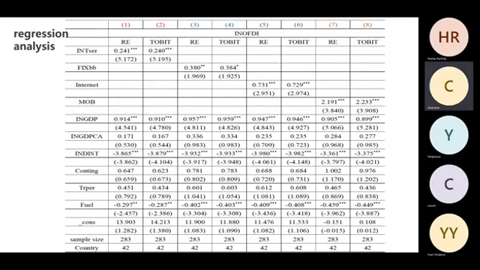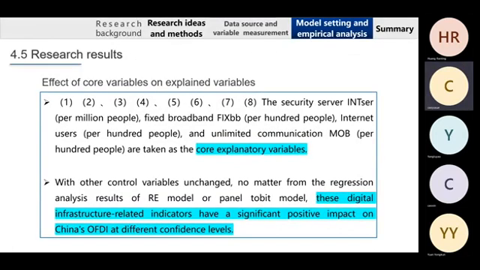Here is the regression analysis. From the last picture, we can conclude that these digital infrastructure-related indicators have a significant positive impact on China's OFDI at different confidence levels.